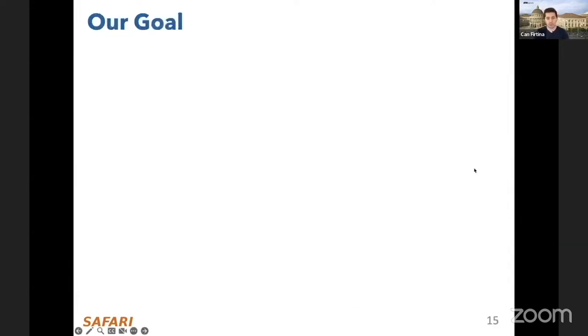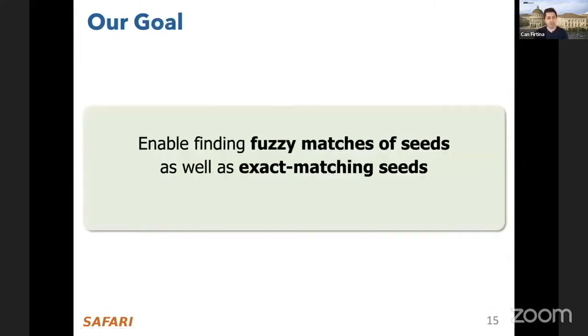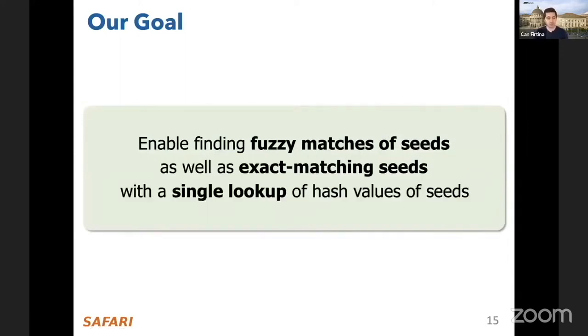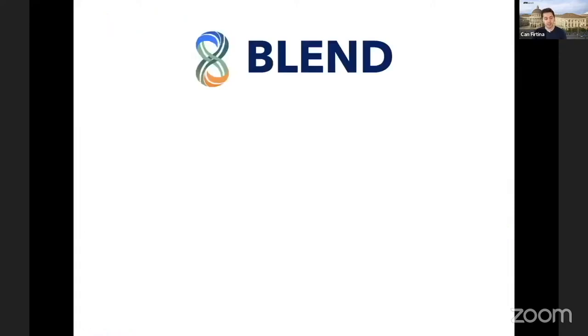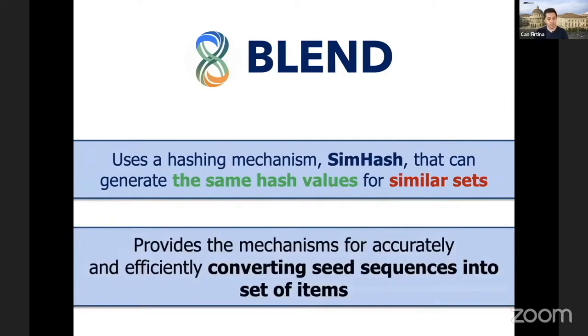So let me then go over our goal in this work. Our goal in this work is to enable finding fuzzy matches of seeds as well as exact matching seeds with a single lookup of hash values of seeds. To this end, we propose BLEND in this work. BLEND uses a hashing mechanism called SimHash that can generate the same hash values for similar sets. BLEND then provides the mechanisms for accurately and efficiently converting seed sequences into sets of items so that we can use these sets of items with the SimHash technique to generate the same hash value for similar seed sequences.